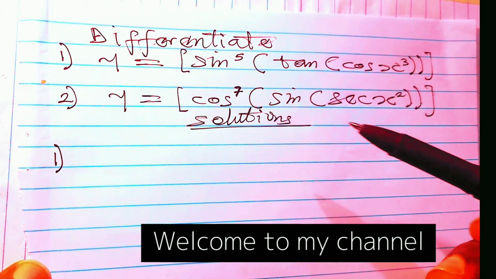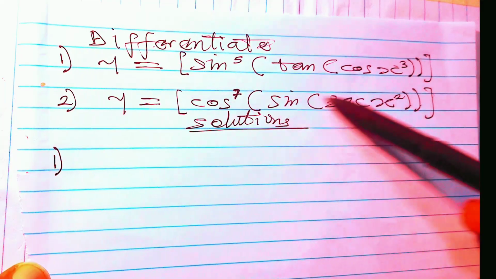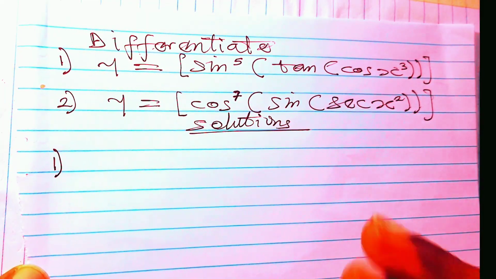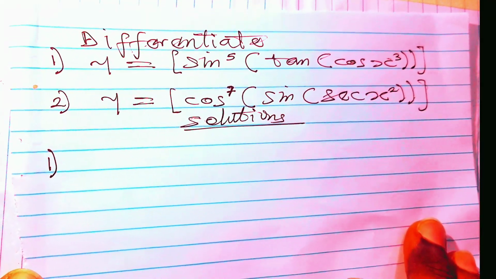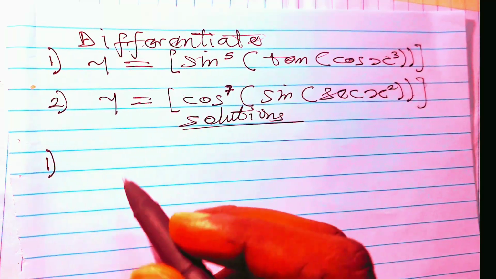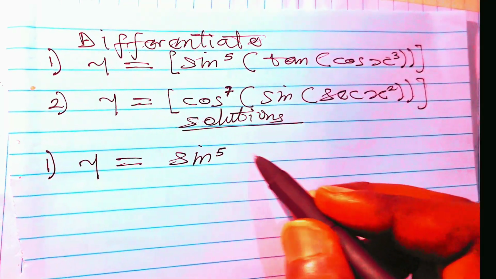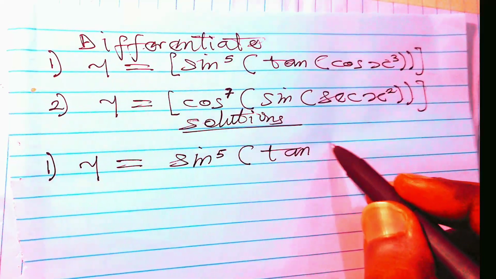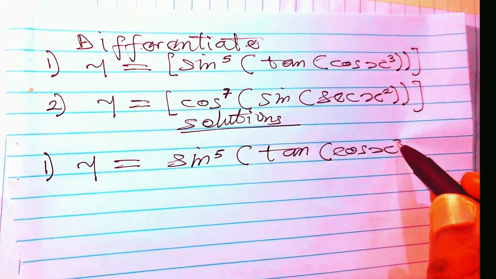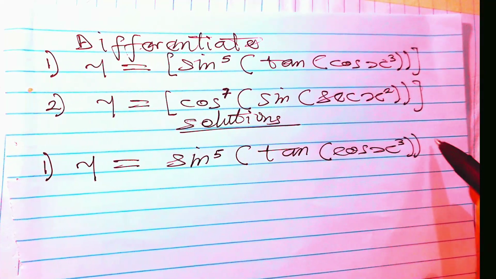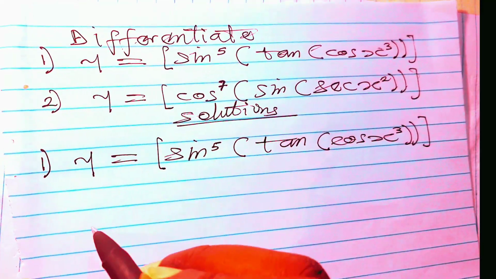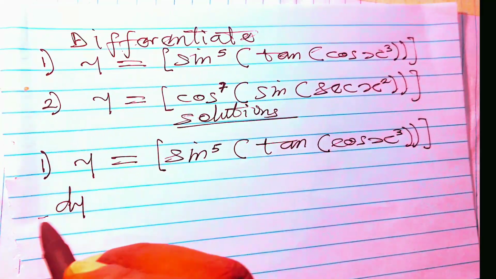How do we differentiate a set of two questions like this? Let's see how to differentiate this kind of question. The first one says: if y equals sine to the power of 5 in a bracket tan in a bracket cos x cubed.